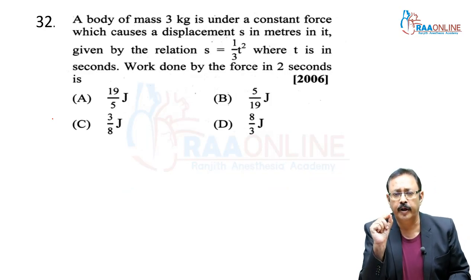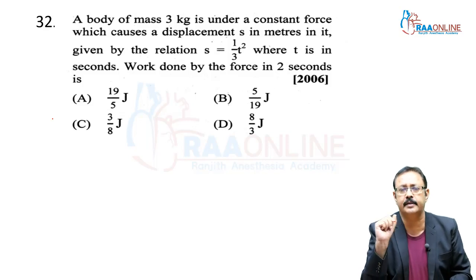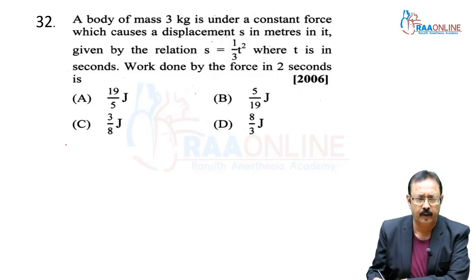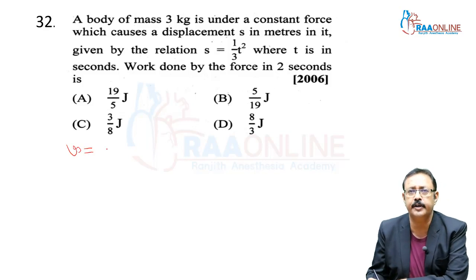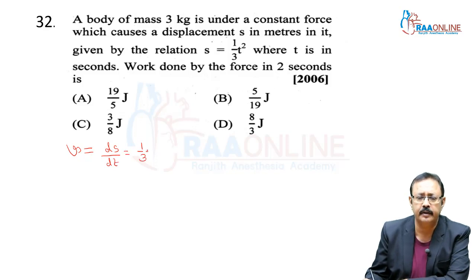Next, a body of mass 3 kg is under a constant force which causes a displacement S in meters in it, given by the relation S is equals to T square by 3, where T is in seconds. Work done by the force in 2 seconds is. First we will check what is the acceleration, whether force is constant or not. Again we are taking the help of first differentiation. What is V? Rate of change of displacement. 1 by 3 is constant. T square, it is 2t. What is the acceleration? It is 2 by 3.